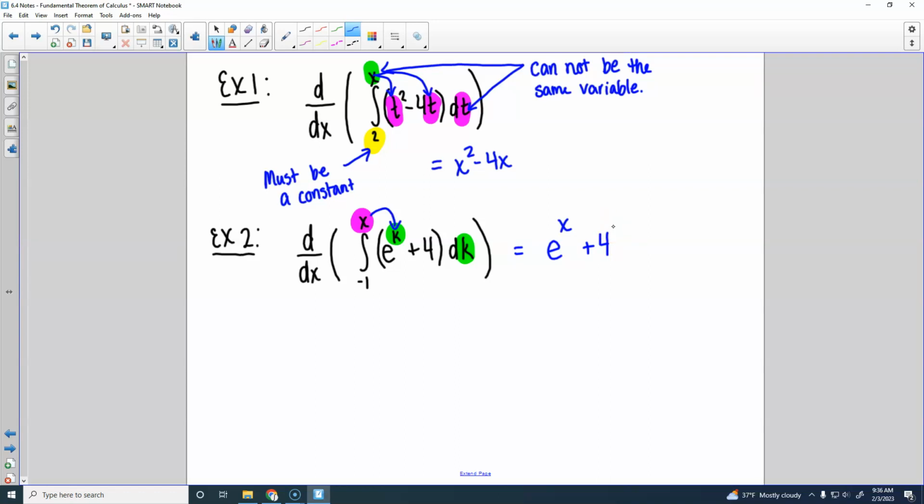Why not just have it be x? Like you're going to replace it. When we do definite integrals, I can answer that question a little bit better.